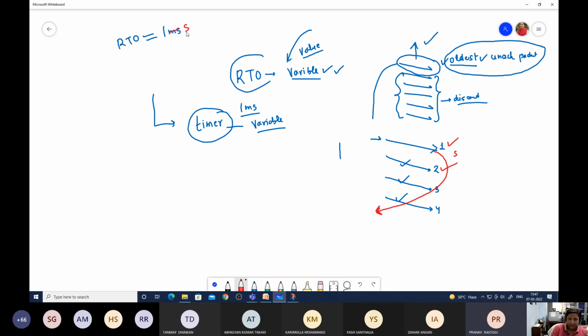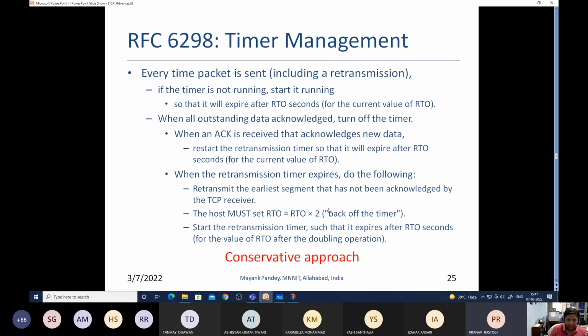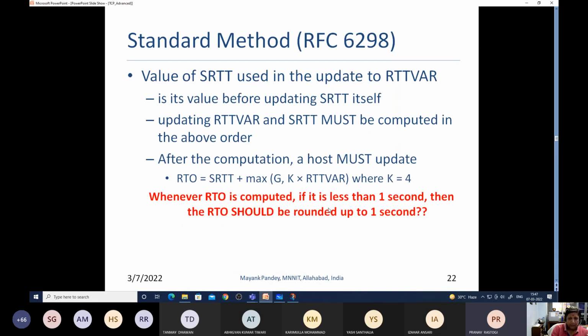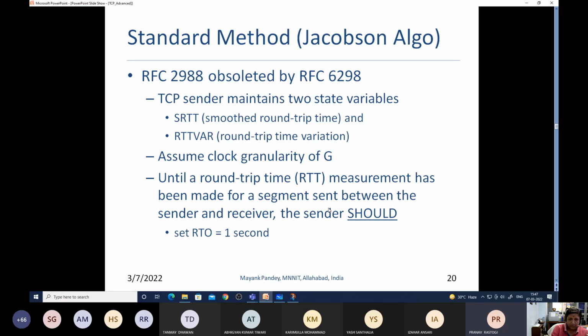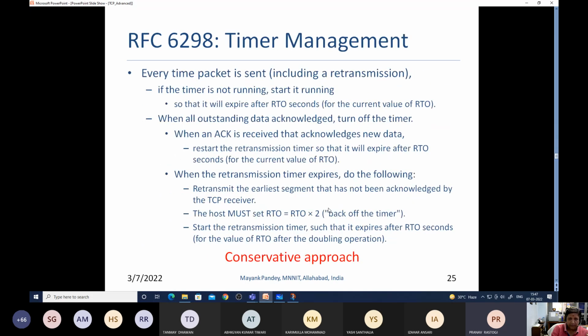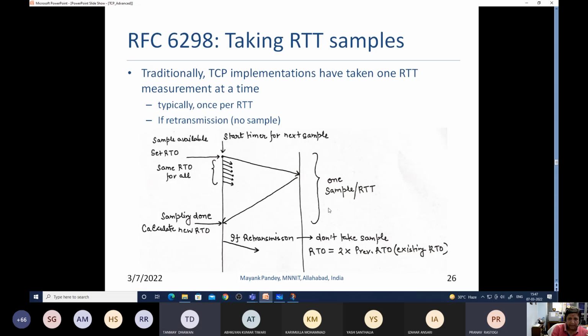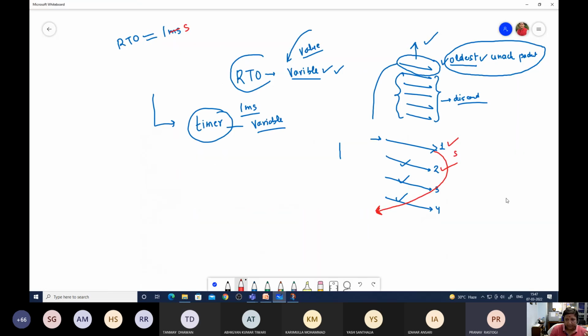Sorry, RTO was 1 second. See here. If nothing was there, RTO was set to 1 second. Even if you are waiting for that delayed acknowledgement, you have to acknowledge every second packet. So finally, at the end of the day, you get the acknowledgement. As soon as you get the acknowledgement, there is a sample. But in that duration, you have sent packet number 2, 3, 4. Yes or no? Yes, sir.